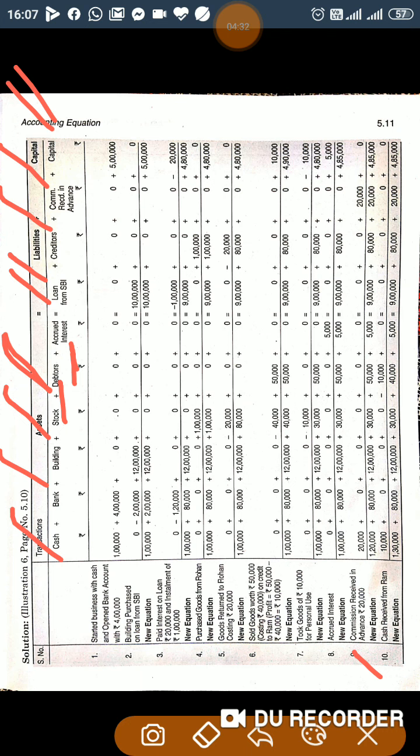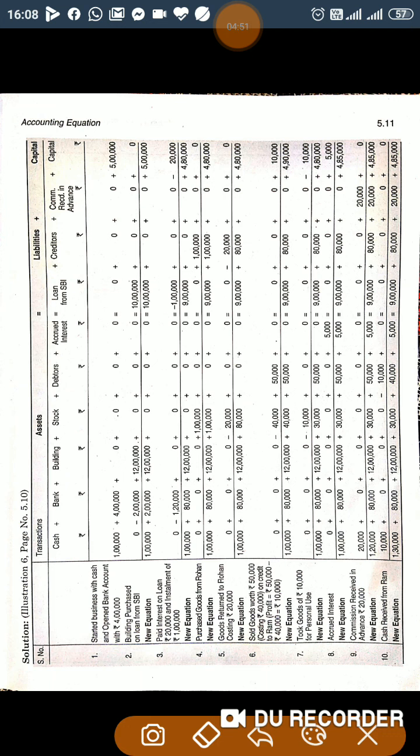Now cash received from Ram. So Ram is a debtor. Cash is already mentioned. So I hope all the transactions have been done and you have decided all the assets and liabilities involved in these transactions. You have noted them down. Now one by one we will solve the question.